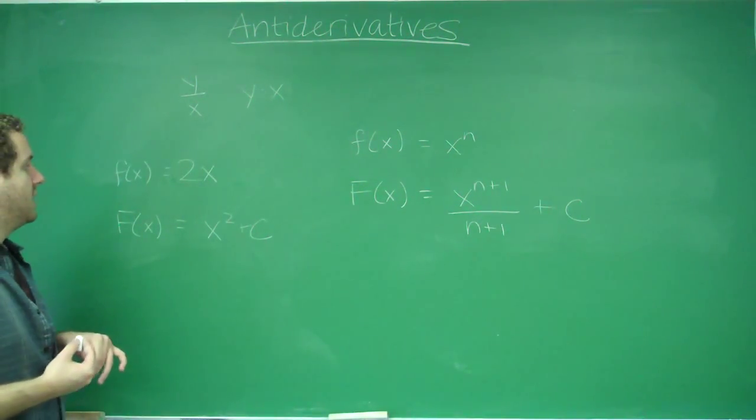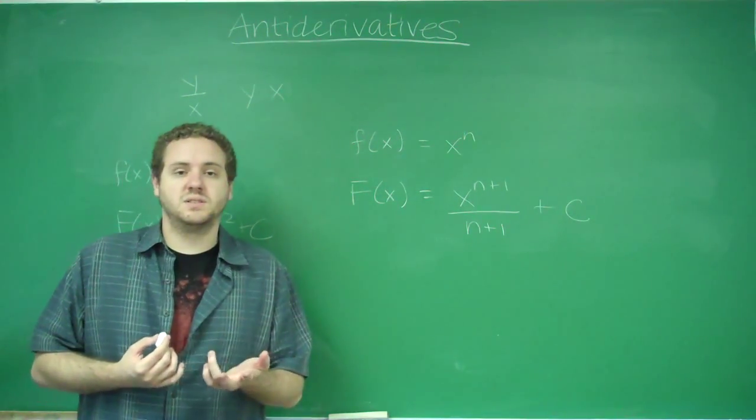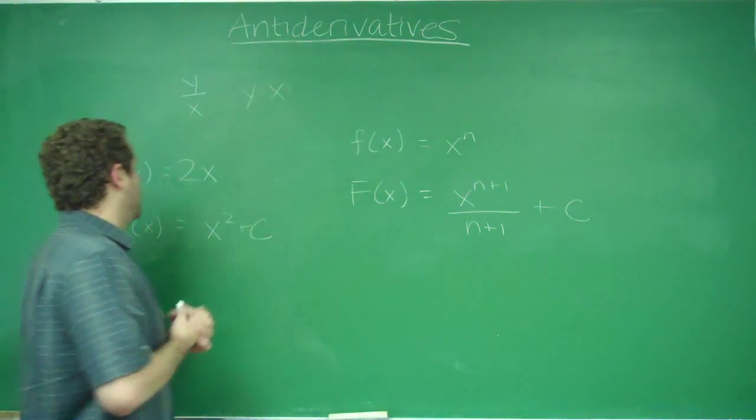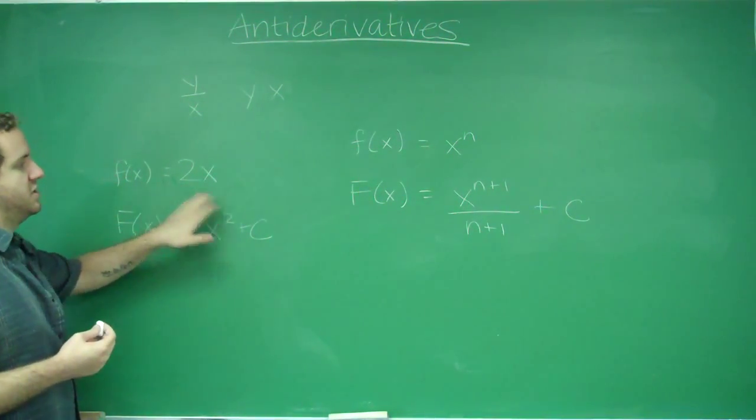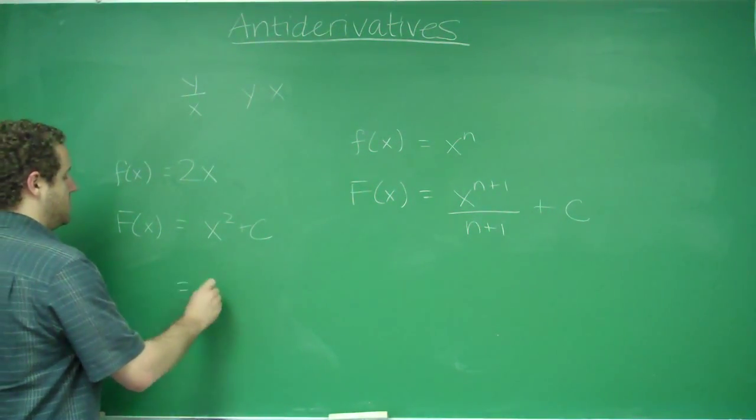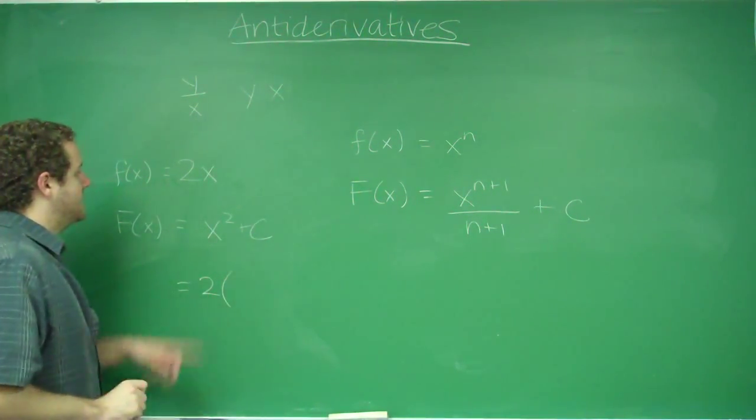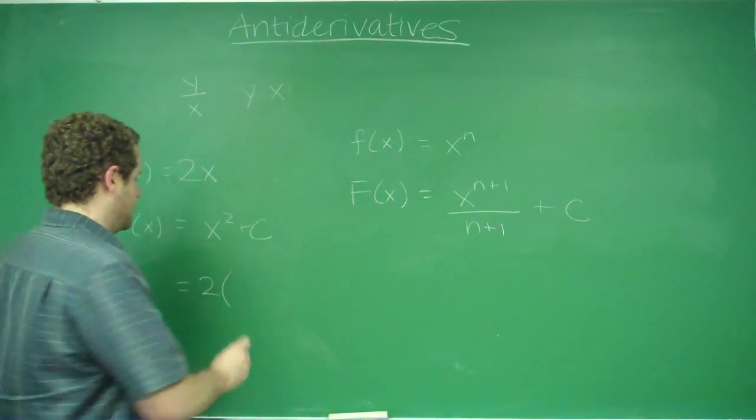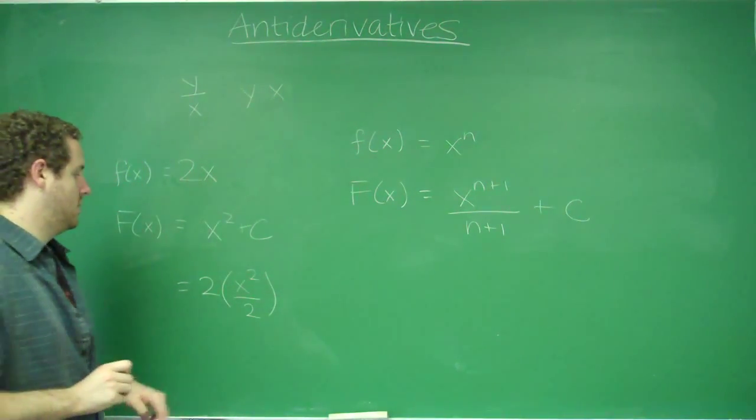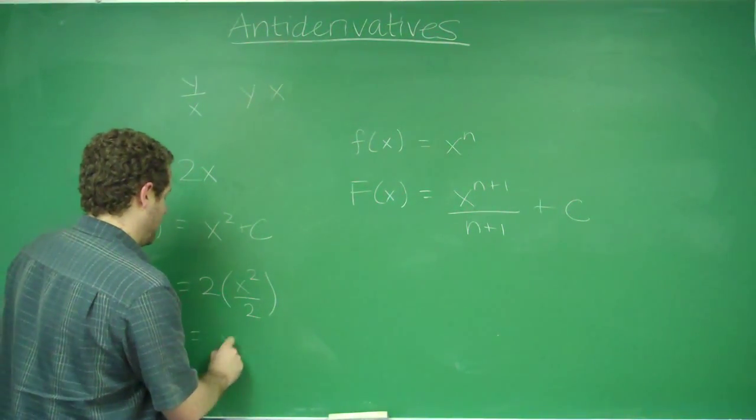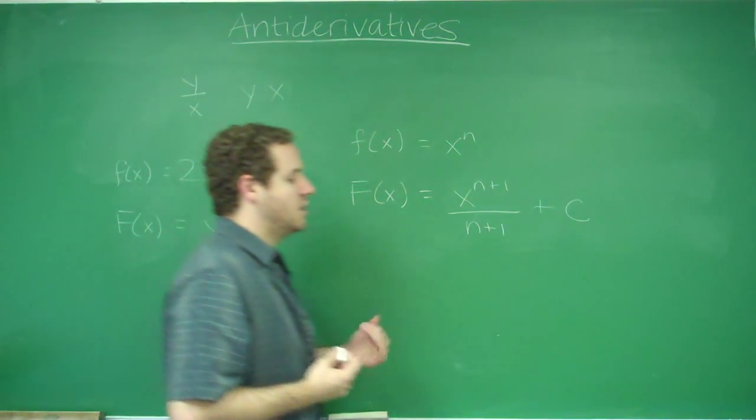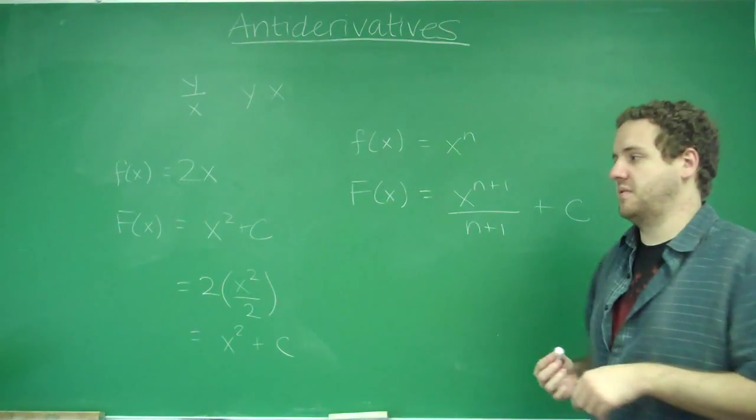Now with derivatives, if we had a constant, it would just stay there. With antiderivatives, same thing. If you have a constant, it just stays there. So let's approach the one we just did using the power rule. The 2 stays there. The antiderivative of x is x to the 2 over 2. So you can see here we get x squared plus c. So that's the general power rule for antiderivatives.